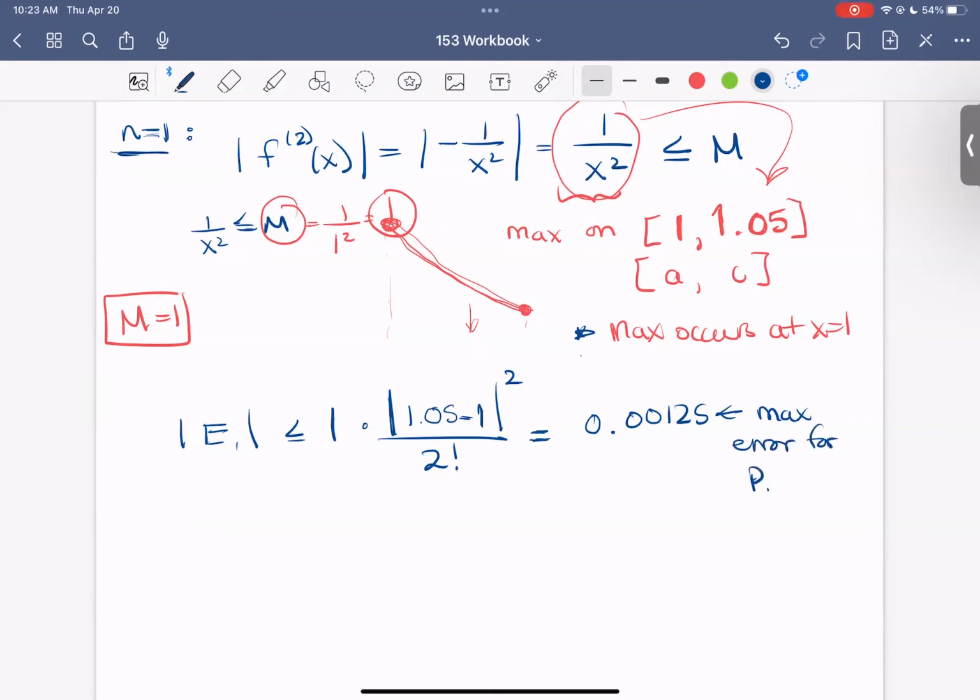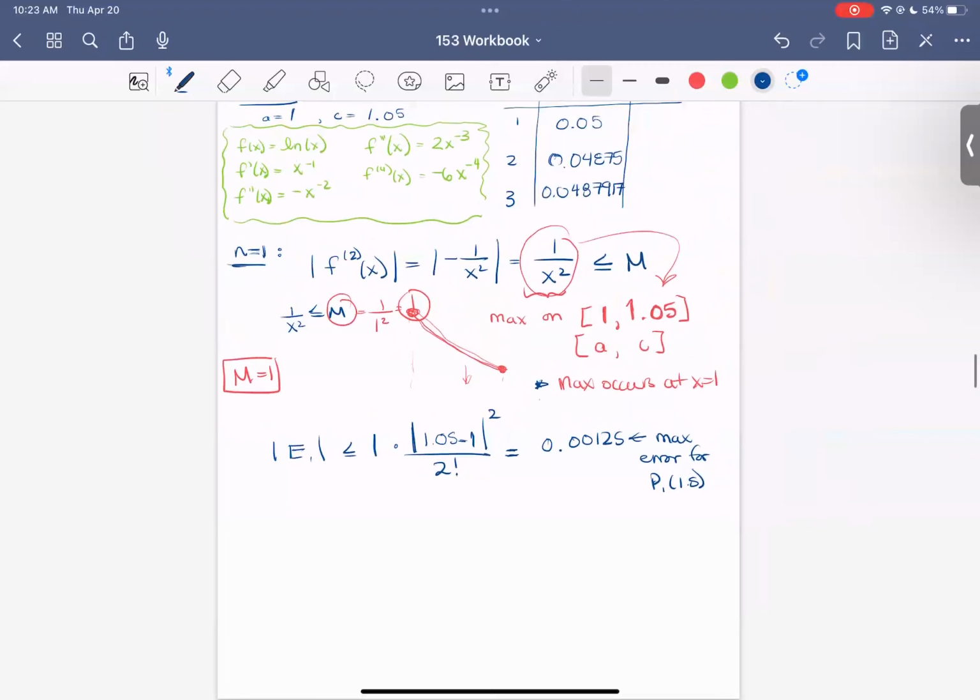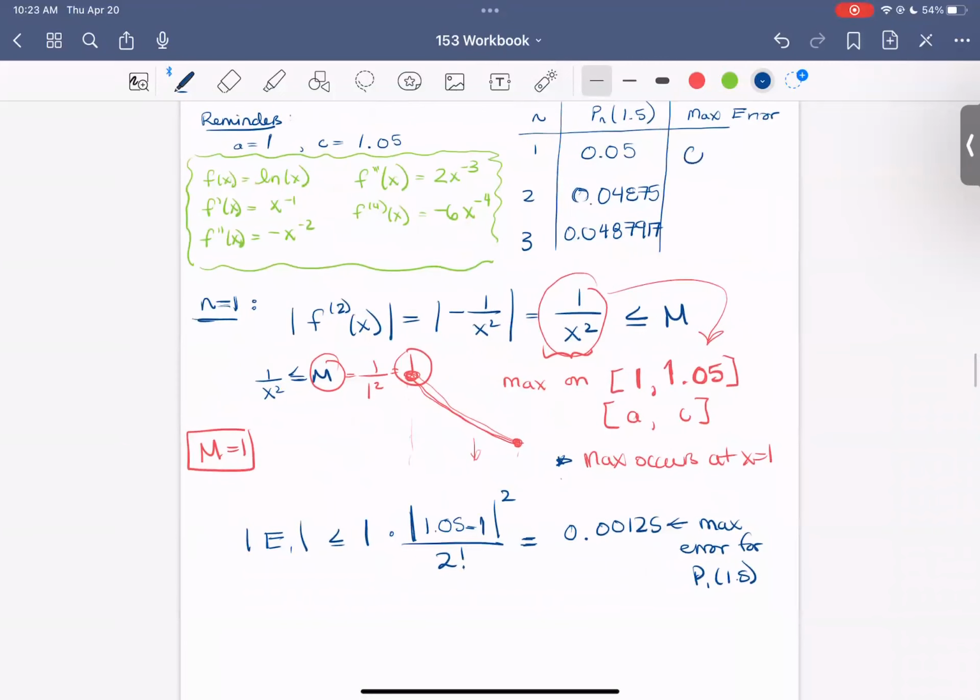So it's going to be the max error for P of 1. We're not computing exactly how much of an error we're making, but we're computing a maximum for it. So we know that the error won't be any larger than 0.00125. So let's fill that into our table. 0.00125. All right, so now let's go ahead and do this again with n equals 2 and 3.